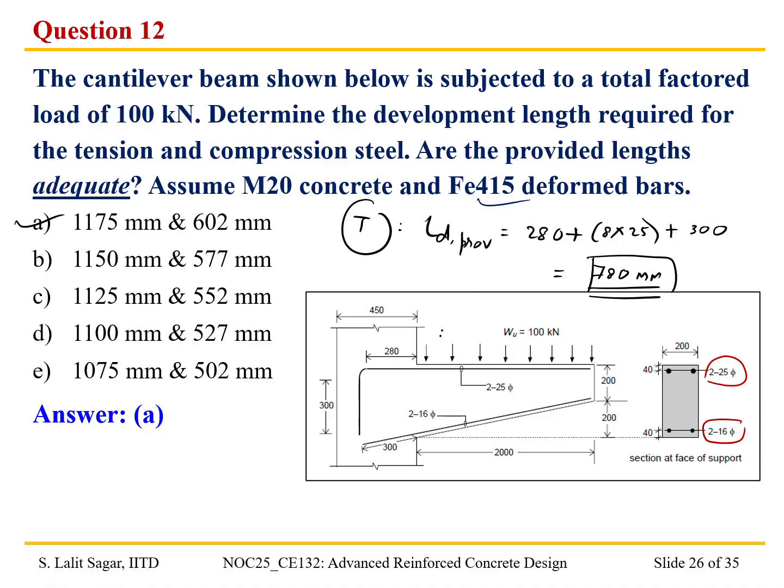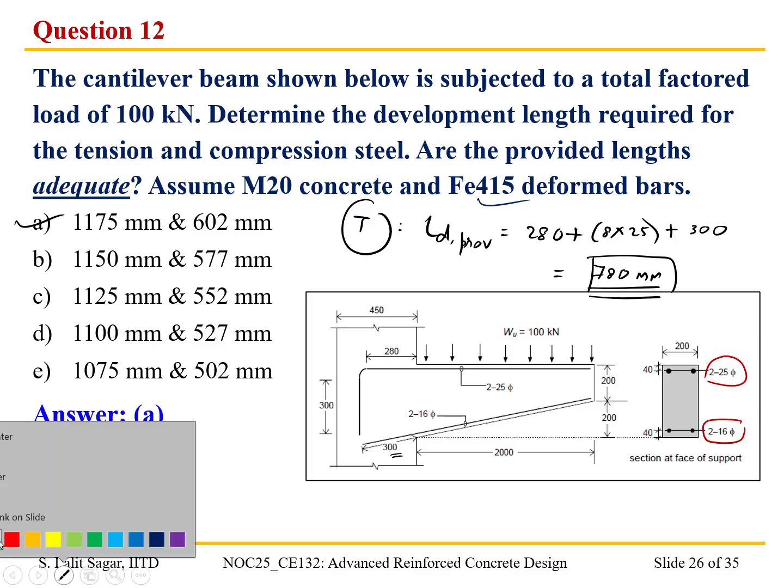So what is the status in compression? In compression, the development length provided is 300 millimeter, but the actual required is 600 millimeter. So we need to increase the development length. We can provide a 90-degree hook and we can embed it in this direction.